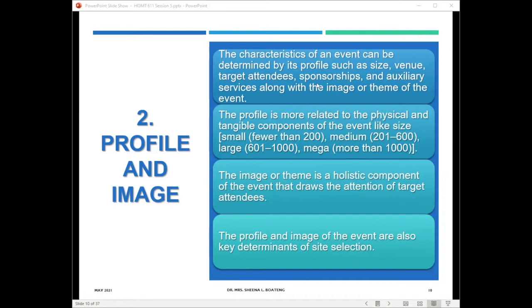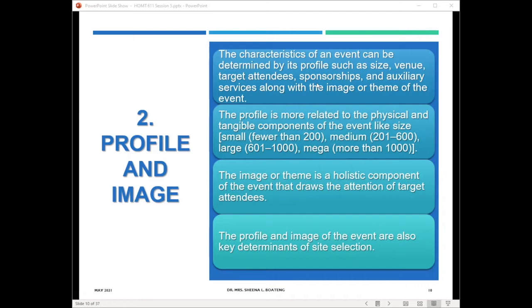Good. So the image or theme of the event, in addition to the profile of the event, are key determinants of the site that you select to host the event at. So for instance, if you are doing an office party, however, it involves more than 1,000 people in that you are bringing all the employees from all the different branches of the company in the different parts of Ghana together.